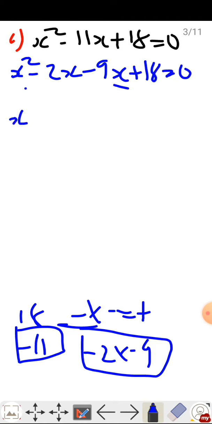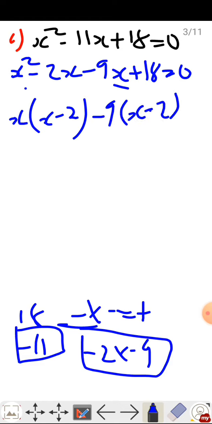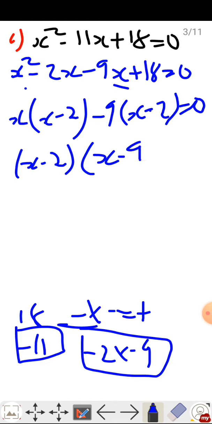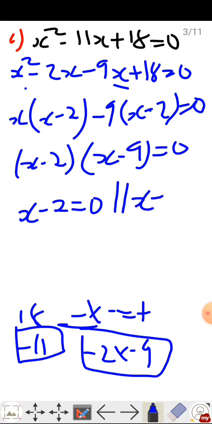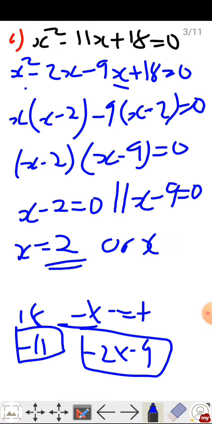Okay, so now you factorize x, the 2, common factor 9, x minus 2, 0. Okay, and now x minus 2, x minus 9 equals 0. So here your x minus 2 equals 0, or your x minus 9 equals 0. So your x there will be 2, because the 2 goes to the side and will become positive, and your x here will be 9.